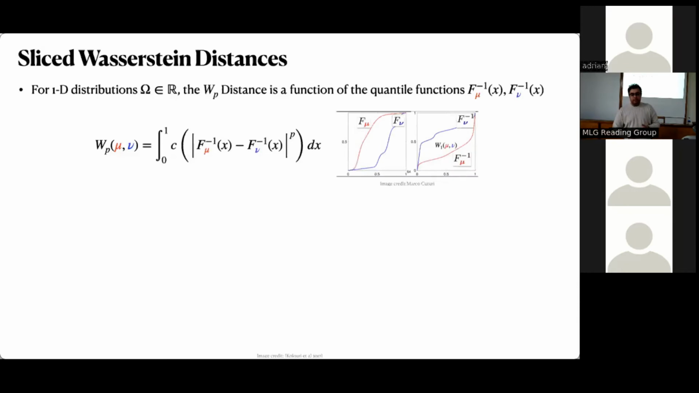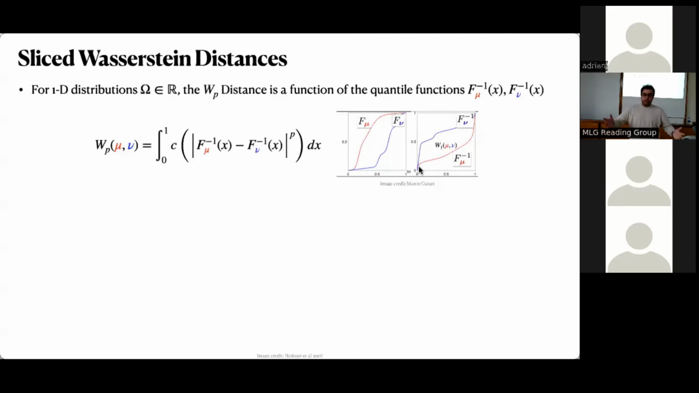But sort of in a graphical way, if you think about this, if you have two 1D distributions and their corresponding cumulative distributions given by F_mu and F_nu, you can take the inverse of these, which in this one-dimensional case is the same as flipping across x equals y. And then the Wasserstein 1 distance would basically be the sum of differences between F inverse nu and F inverse mu. So the sum of the differences in this area bounded by the two curves.